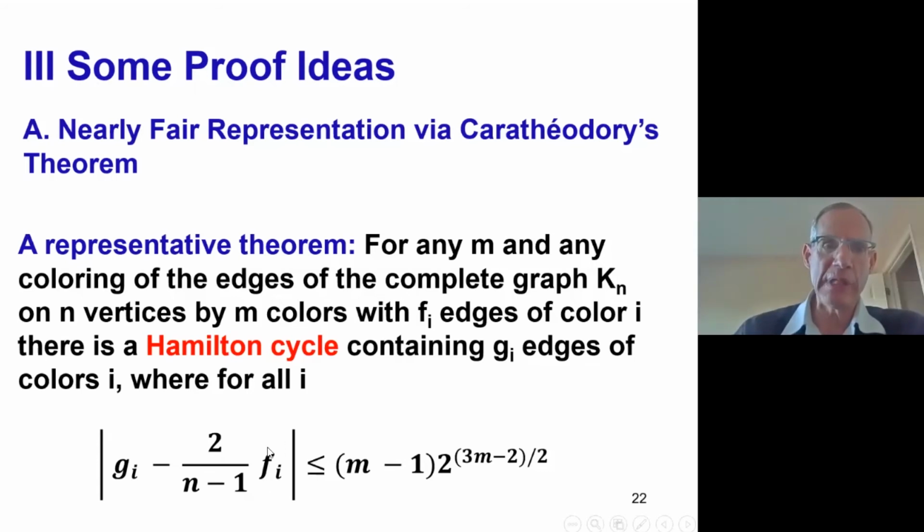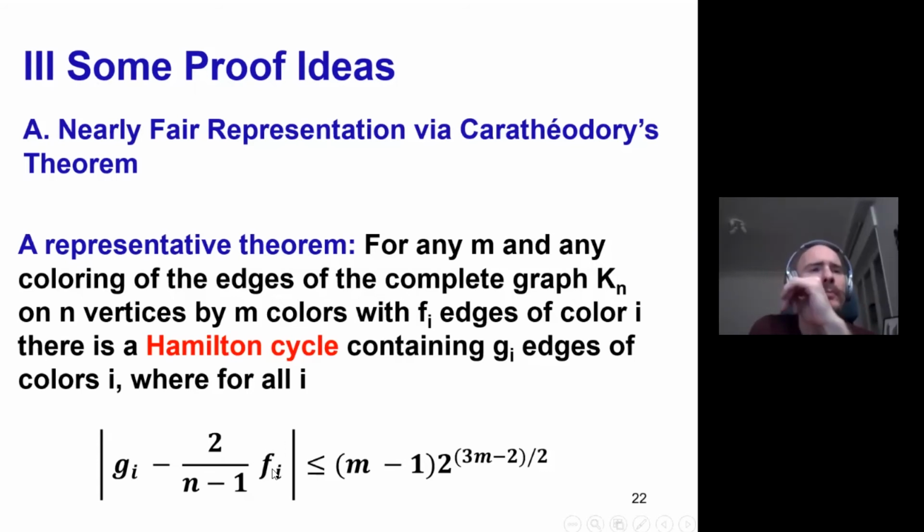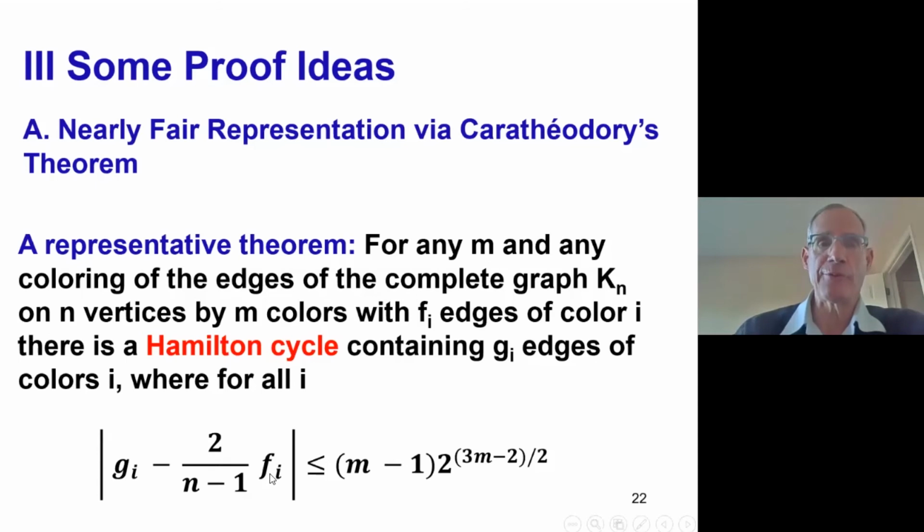So if we have f_i edges of color i in the coloring, then the fair share of the Hamilton cycle would be 2 over n minus 1 times f_i. If things would have been completely ideal, then g_i would have been this. And what we want is that the difference in absolute value will be small.